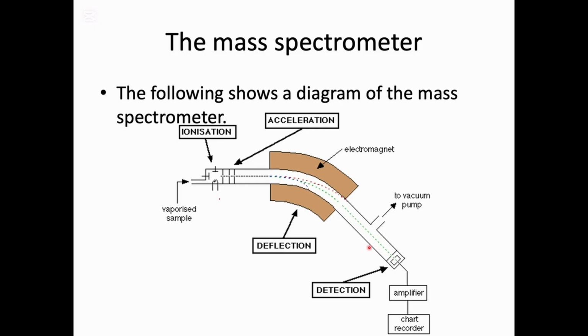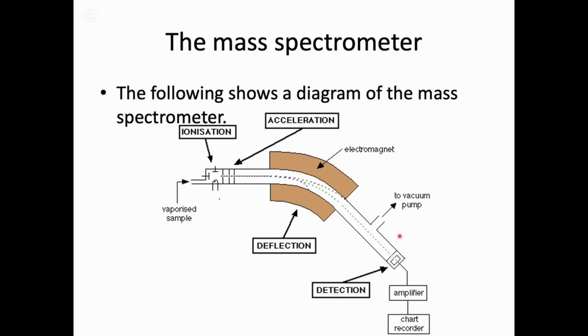Typically, the ions have a charge of +1. So most of your ions passing through your mass spec will have a charge of +1. That means that the only thing affecting their deflection is the mass of your ions. Because your ions are +1, the mass to charge ratio will be the same as the mass of the ion.